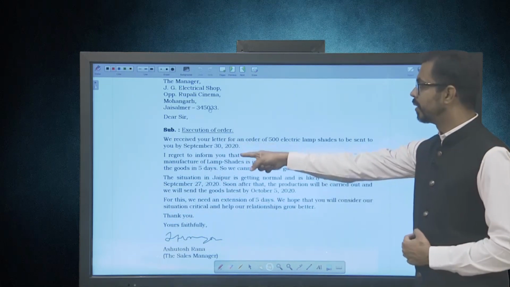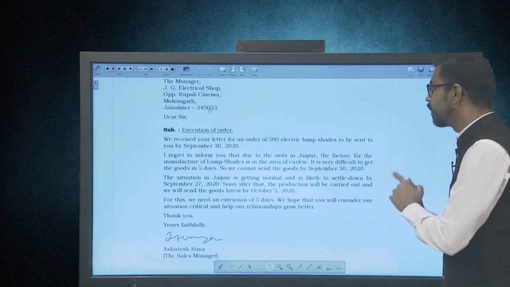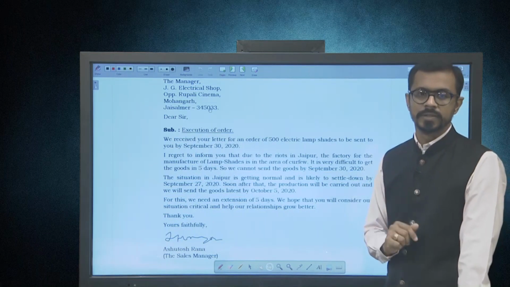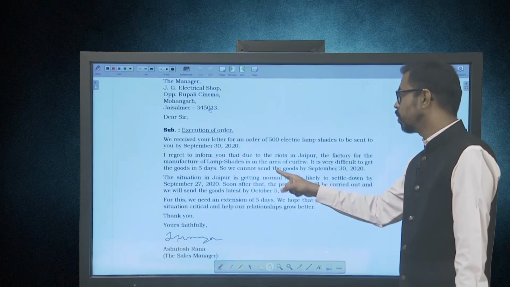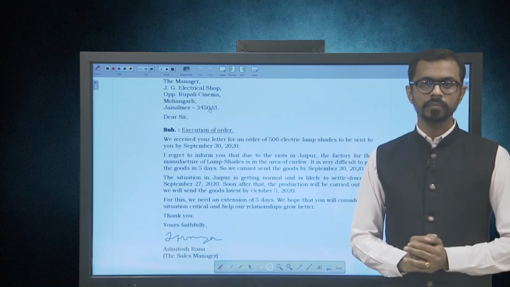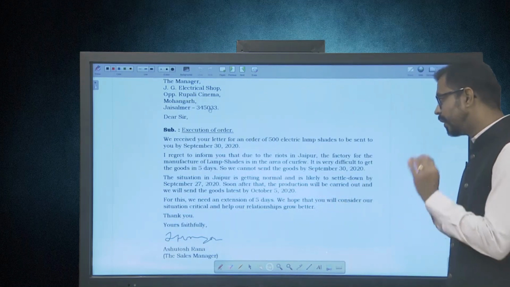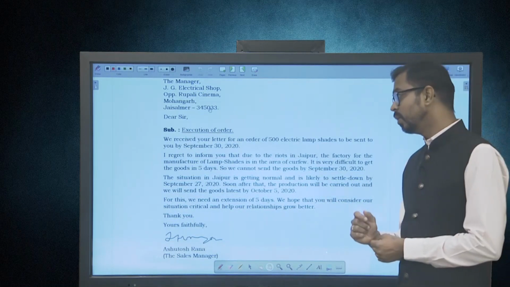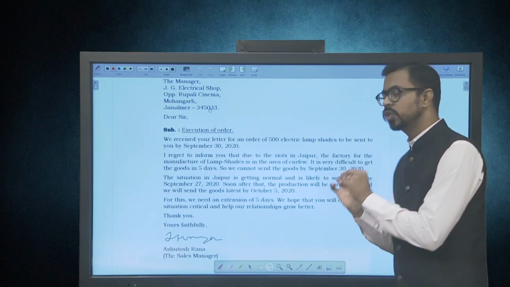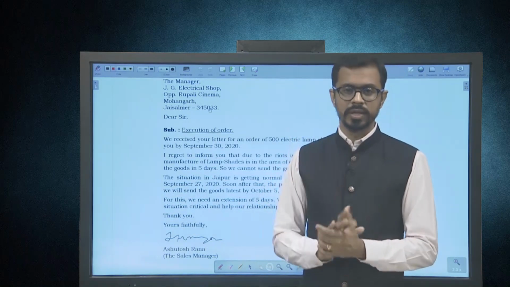Right? So, I regret to inform you that due to the riots in Jaipur, the factory for the manufacture of lampshades is in the area of the curfew. It is very difficult to get the goods in 5 days. So, we cannot send the goods by September 30, 2020 as requested by you. That is why this letter is written. The situation in Jaipur is getting normal and is likely to settle down by September 27. Soon after that, the production will be carried out and we will send the goods latest by October 5, 2020. So, I am asking for 5 more days.